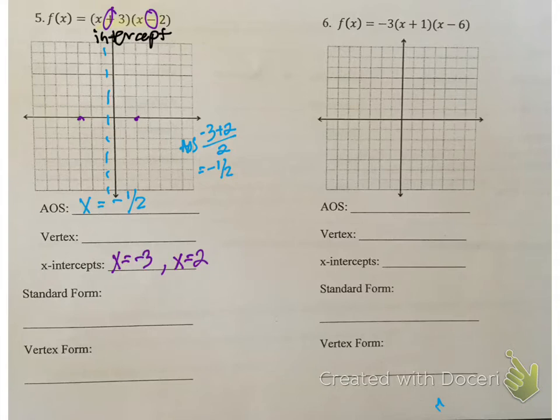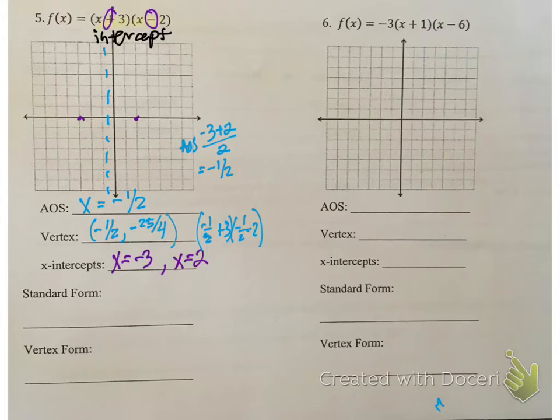Then to get my vertex from that, I'm going to take negative 1/2 and plug that into my original equation. So I would get negative 1/2 plus 3 times negative 1/2 minus 2. And I'm going to cheat a little bit, and I'm going to put it in my calculator. And you end up getting negative 25 over 4. Or I think maybe negative 3.125. So the vertex is negative 1/2, negative 25 over 4.